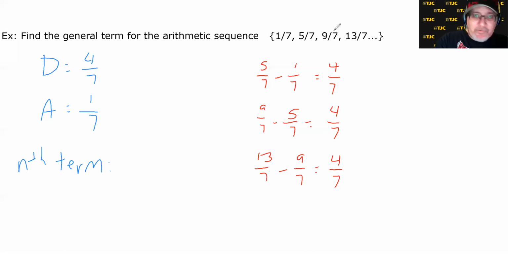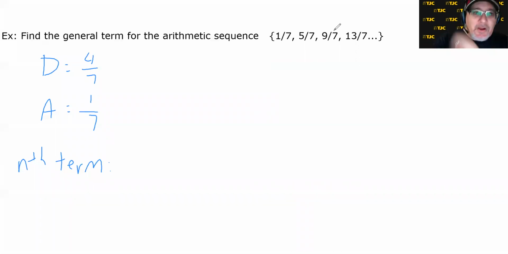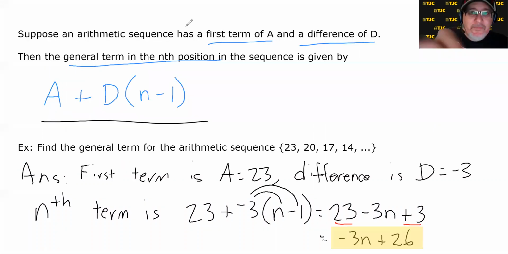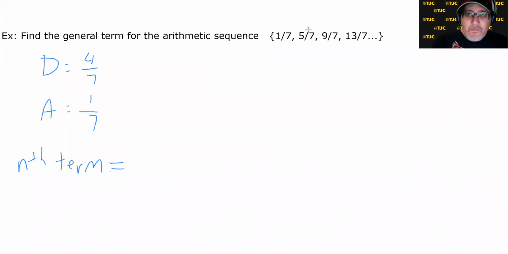I'm going to have to get rid of the red stuff over here. One second. There we go. All right, so the nth term is going to be, let's go back and look at our formula. It's right here. Our nth term is going to be the first term, which is 1/7, plus the difference, 4/7, times n minus 1.